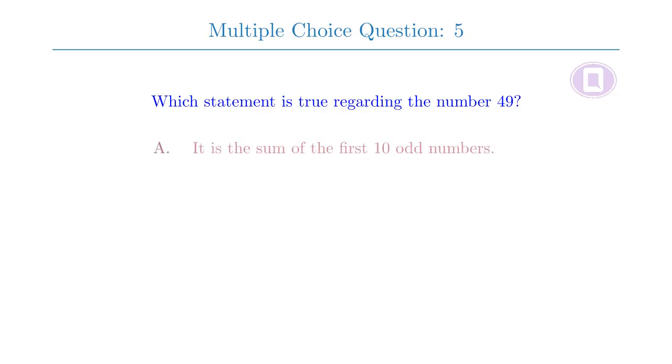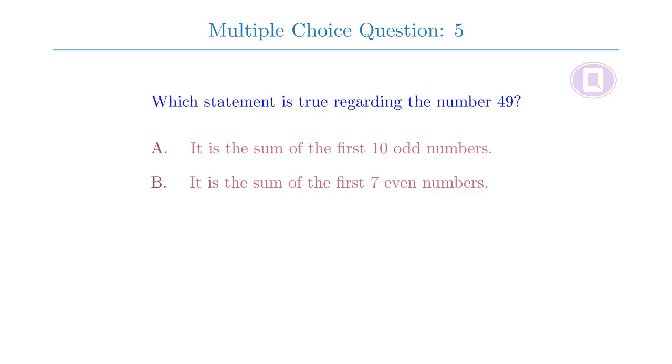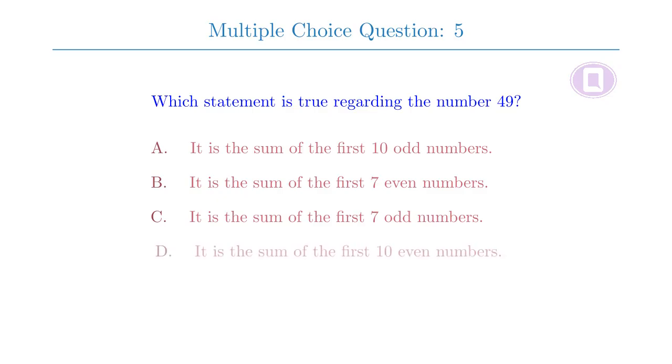Let's apply everything we have learned to this final example. Which statement is true regarding the number 49? Option A, it is the sum of the first 10 odd numbers. Option B, it is the sum of the first 7 even numbers. Option C, it is the sum of the first 7 odd numbers. Option D, it is the sum of the first 10 even numbers. The correct answer is option C. Since 7 squared is 49, it is the sum of the first 7 odd numbers.